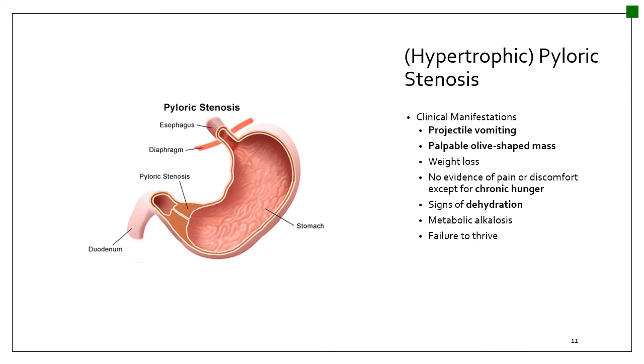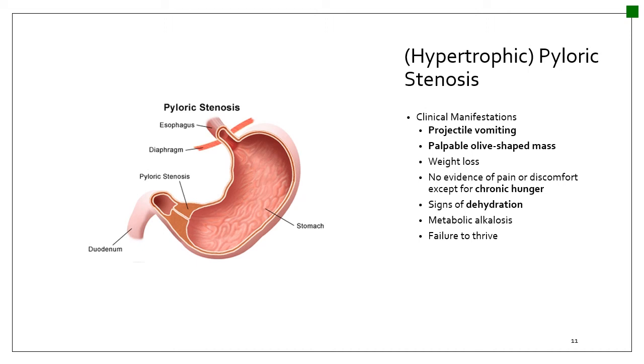The clinical manifestations really are hallmark. They give this away, and it's not anything else. It's this: projectile vomiting. After every feed, and they're starving, they're so hungry, they feed, and then they just splatter. I mean, it's projectile vomiting, not just a little bit of spit up like the cute kid in that last picture. A palpable olive-shaped mass in the right upper quadrant of the abdomen.